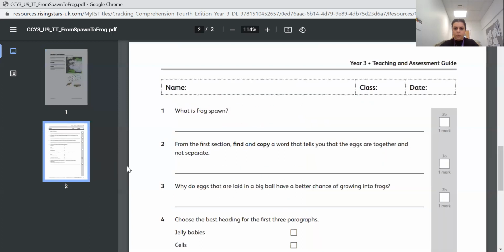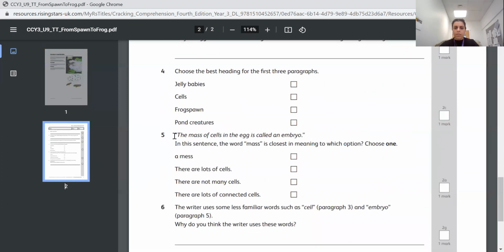Okay, let's have a look at our next one, which is also a tick box. The mass of cells in the egg is called an embryo. In this sentence, the word mass is closest in meaning to which option? Choose one. Now, we've done this before because we said what a mass was earlier on. The mass of cells in the egg is called an embryo.